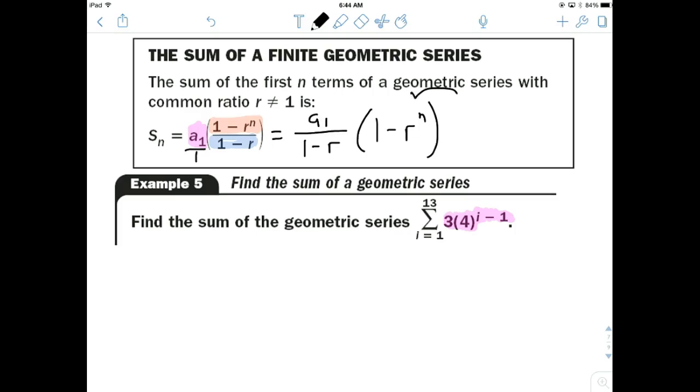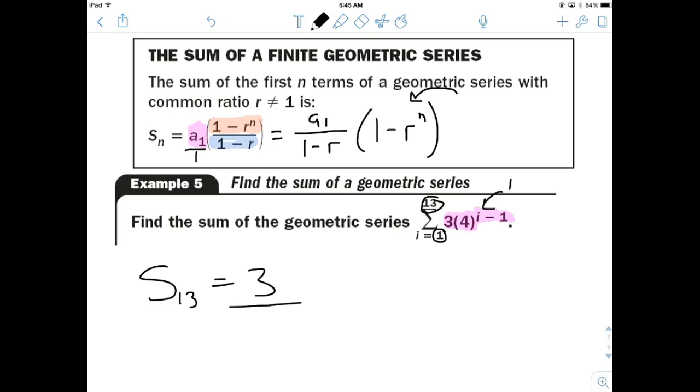This is the tricky part in a calculator. The 1 minus r to the n can be tricky. So we just want to make sure that we type this in carefully and follow the pattern. So if I'm trying to find the sum of this series down here, again, we're going from 1 up to 13. We're going to find the sum of the first 13 terms. A sub 1 is 3. I can tell that by looking at the rule, but you could also just plug 1 in. All right, since you could put a 1 in for I right there. 1 minus 1, that's going to be 0. 4 to the 0 is 1, and so we're just left with 3.